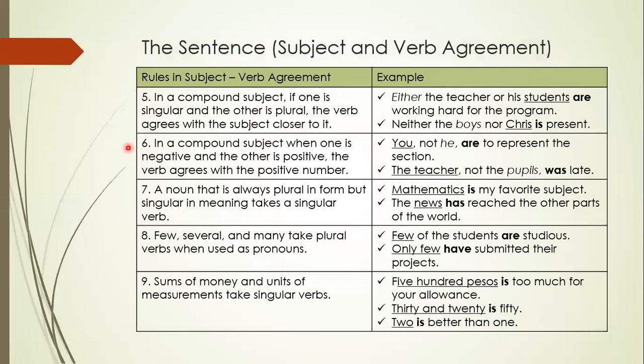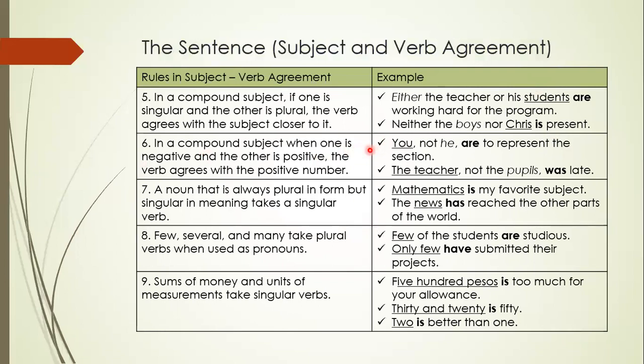Okay. Number 6. Rule number 6. In a compound subject, when one is negative and the other is positive, the verb agrees with the positive number. Okay, we're talking again two subjects here, but this time the other subject is negative and the other is positive, or it could be the other way around, positive or negative. When we say negative, you just need to put not, N-O-T, not.